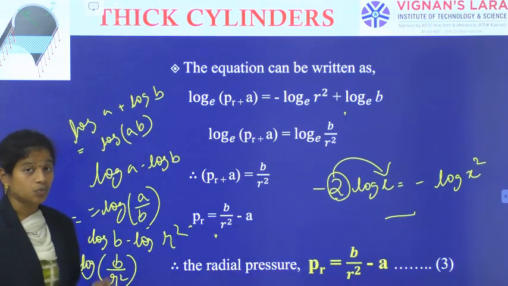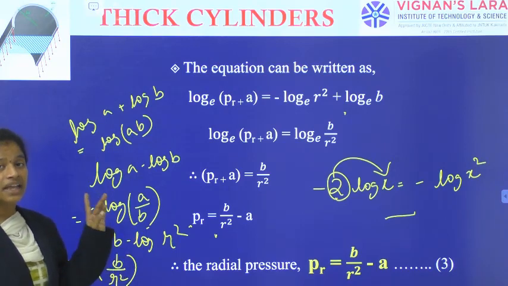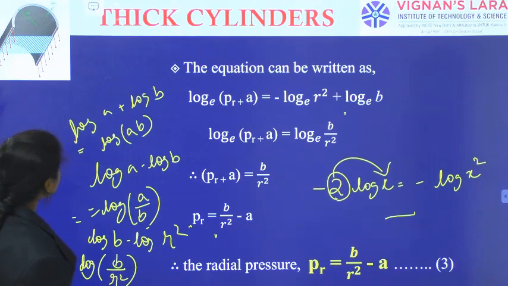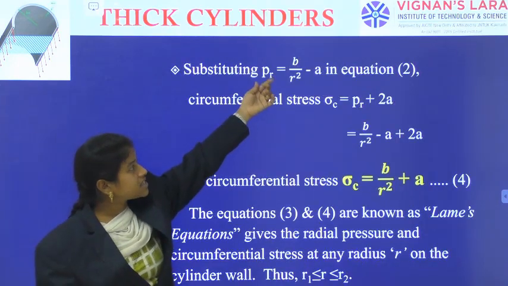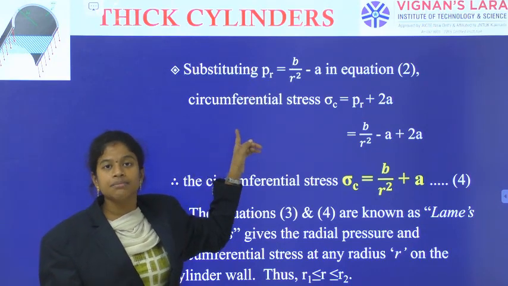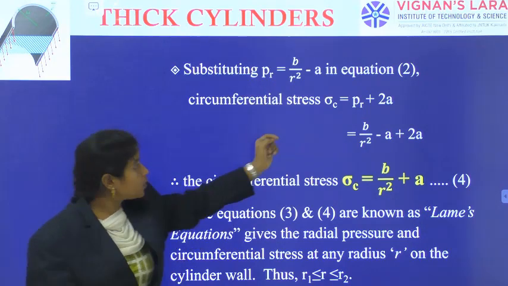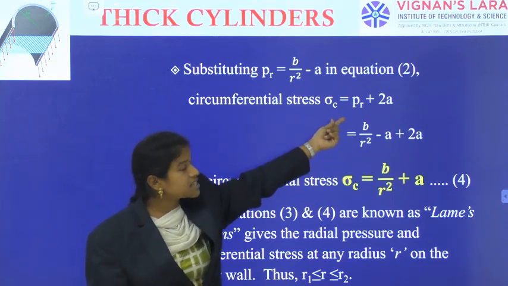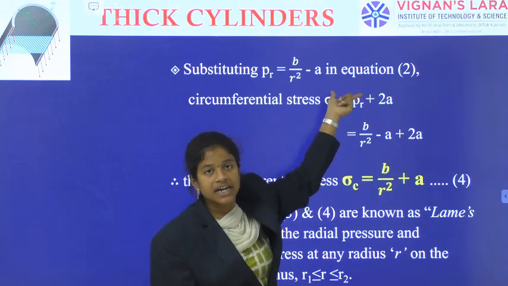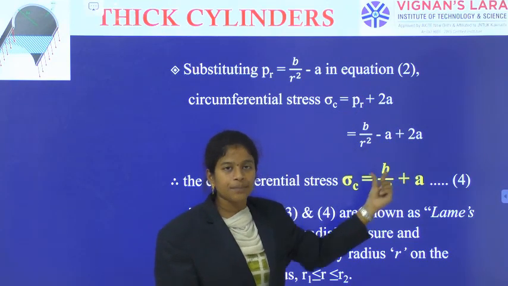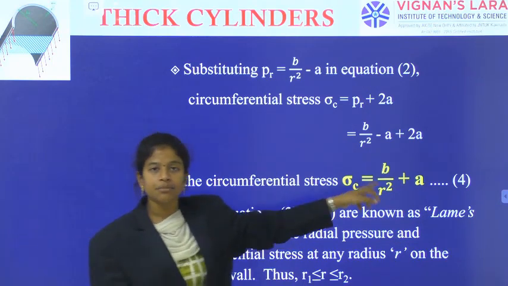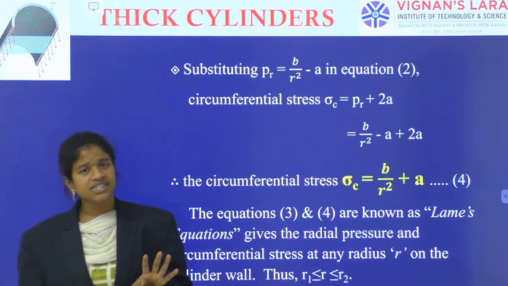Now the next equation, once the radial pressure was evaluated, the corresponding circumferential stress you can evaluate from equation 2, right? Now substituting pr is equal to b by r square minus a in equation 2, where I have got the formula for sigma c in terms of pr. Okay, now the circumferential stress sigma c is equal to pr plus 2a. pr as it is I am substituting, b by r square minus a plus 2a. So b by r square plus a I left. Now the circumferential stress sigma c is equal to b by r square plus a. Okay, the conditions were over.